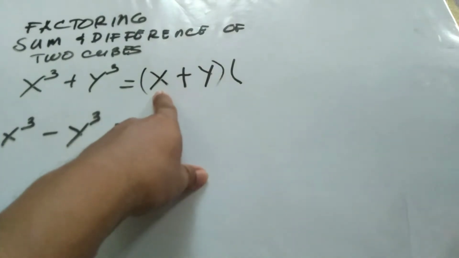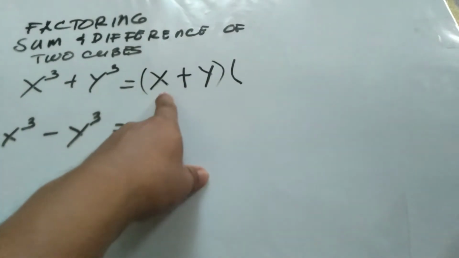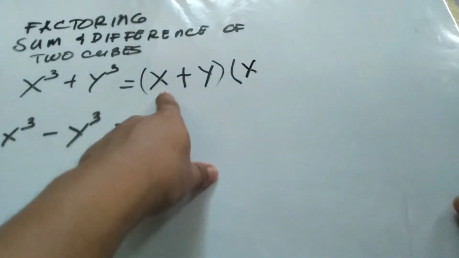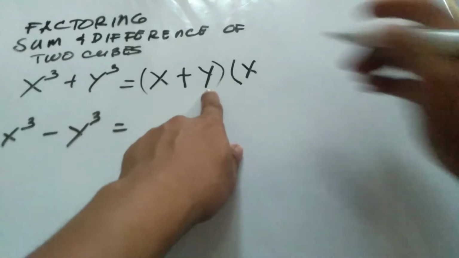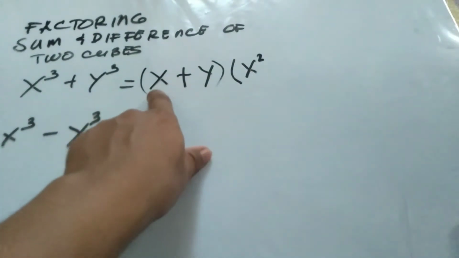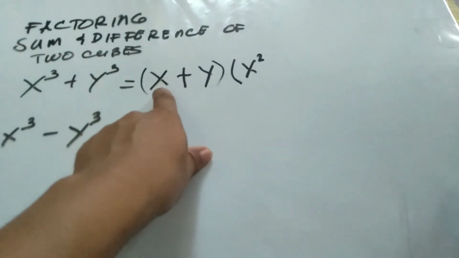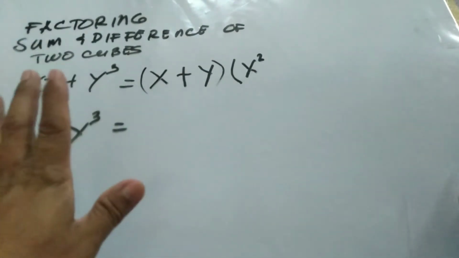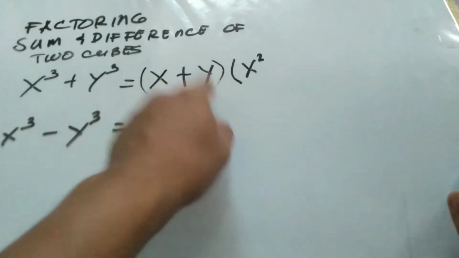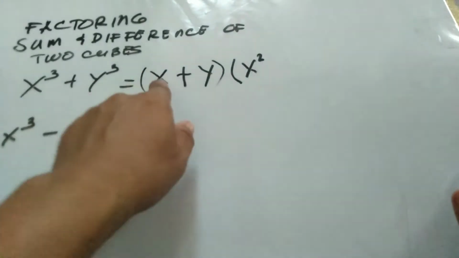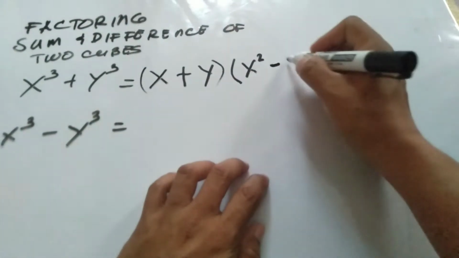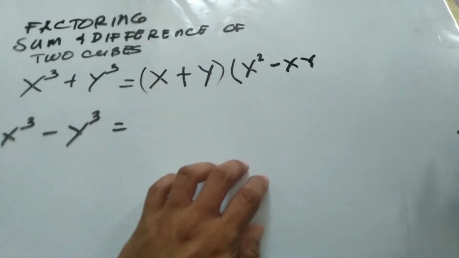Square the first term. Dito na po sa factor natin. Square the first term, x squared. Next, multiply the first and the second term times negative 1. So, x times y times negative 1. The answer is negative xy.